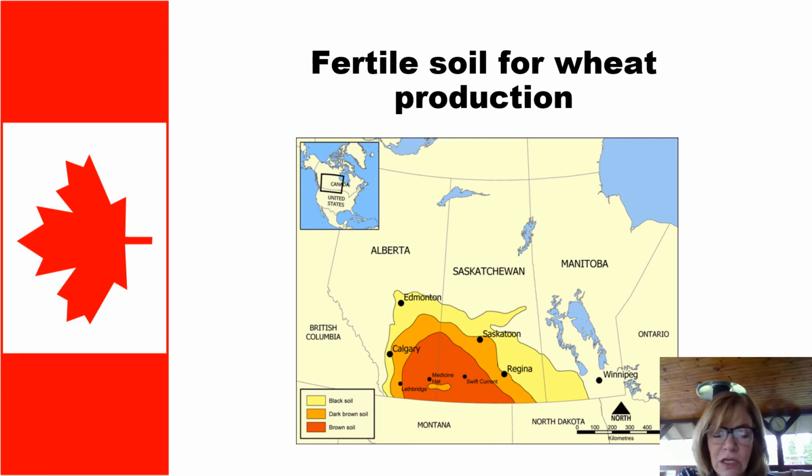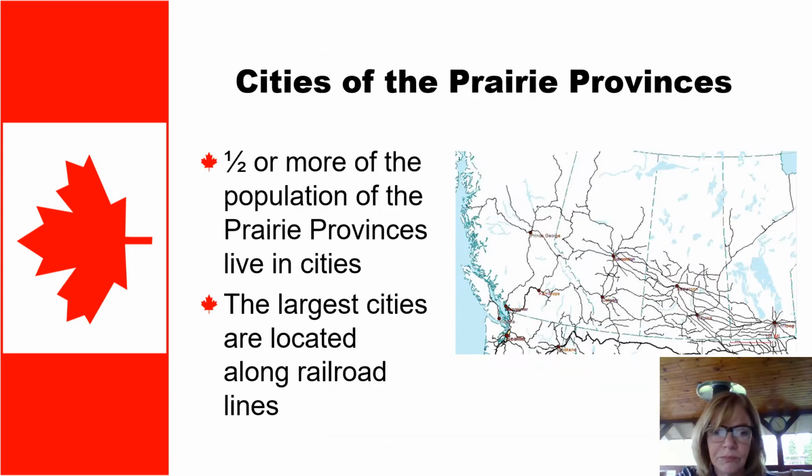Right, so down here, this shows where a lot of the soil is very rich, and a lot of agriculture goes on. You also have some big cities. Here's Regina, Saskatoon in Saskatchewan, Calgary, and then also Edmonton in Alberta. So those are the major cities. Winnipeg, I don't know that it's very big, but that's the capital of Manitoba.